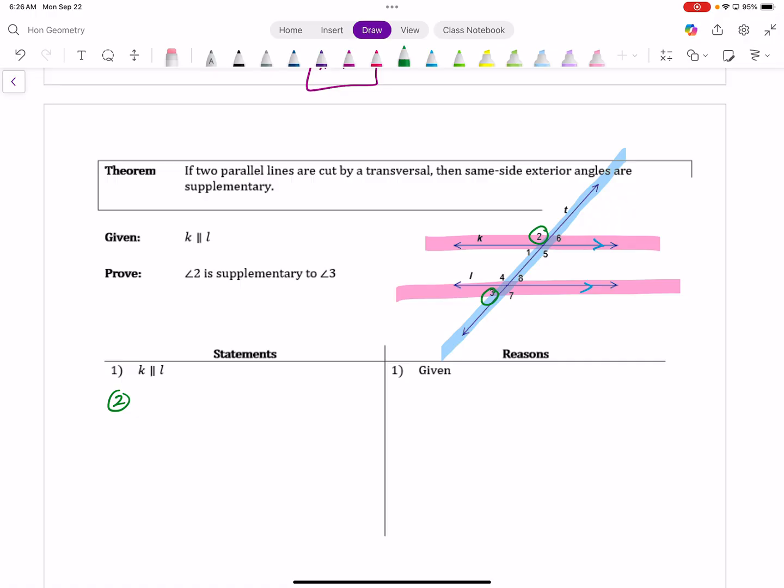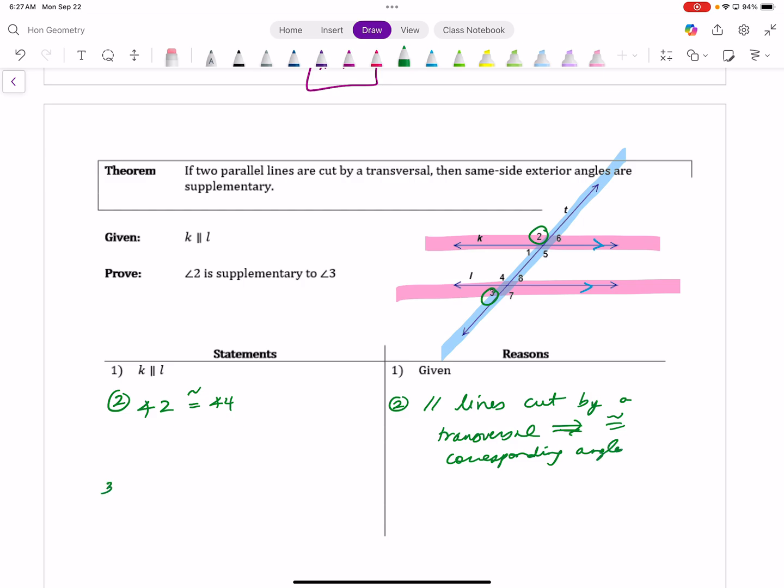So let's just start out talking about 2 then. So we know angle 2 is congruent to angle 4 because parallel lines cut by a transversal implies congruent corresponding angles. Can you tell you're going to write this a lot? All right. If that's the case, then their measures are the same, because that's the definition of congruent angles.